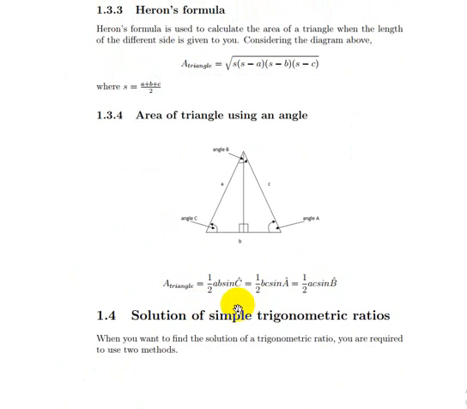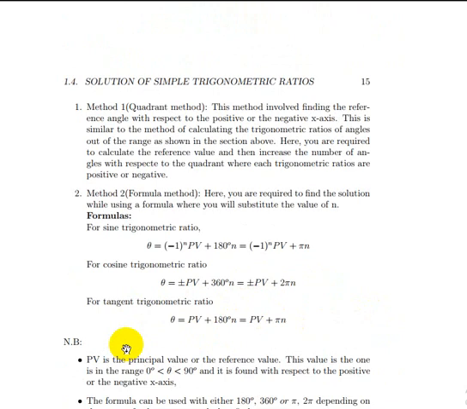The next part of this tutorial will involve solutions of trigonometric ratios. The first point to keep in mind is that when you want to find solutions of a trigonometric ratio, there are two main methods which are used. We have method 1, which is the quadrant method. You've seen the quadrant method above, and we said that there is a mnemonic which is used, and that mnemonic is CAST, starting from the fourth quadrant and going up to the third quadrant.